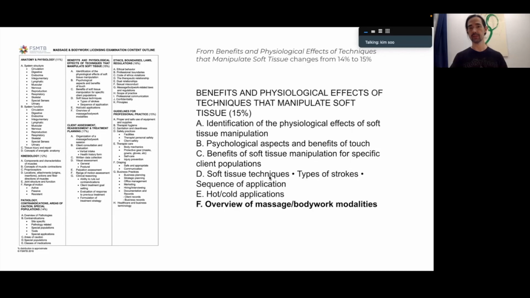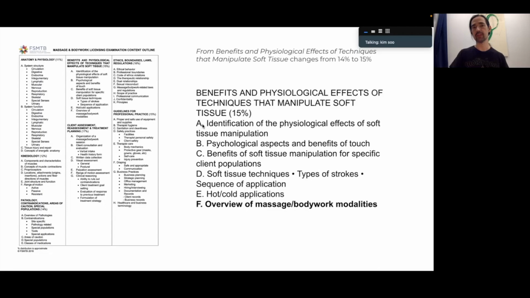And we're also going to be covering some types of soft tissue techniques, including types of strokes, physiological aspects and benefits of touch, benefits of soft tissue manipulation for specific client populations, and physiological effects of soft tissue manipulation. Understand that a lot of these in these sections, a lot of the items have overlap. So when you discuss, for example, reflexive and mechanical effects of petrissage or whatever, that's both the physiological effects of soft tissue manipulation, and it's also the benefits of soft tissue manipulation for specific client populations, right? Because pregnant people versus non-pregnant, elderly versus children versus middle age or whatever, soft tissue techniques and types of strokes, right?